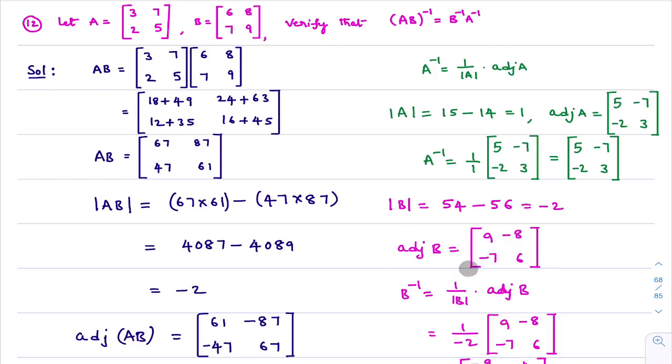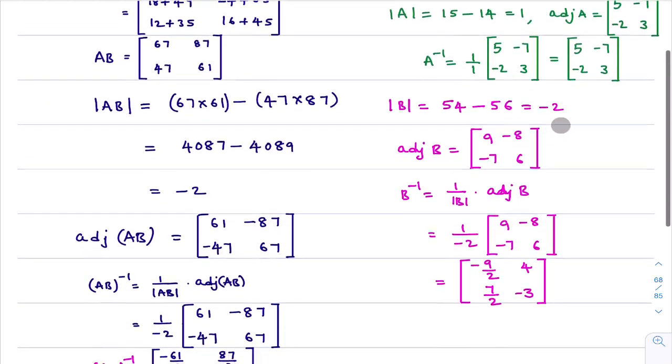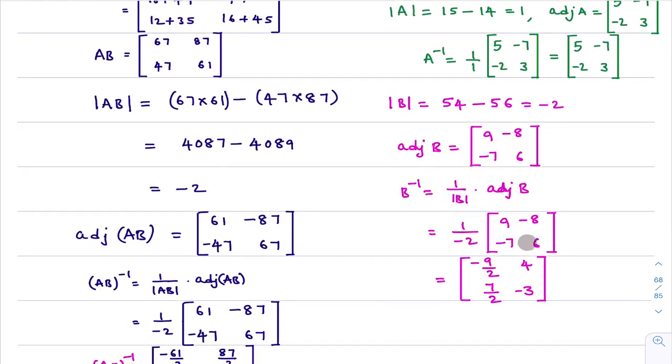Determinant of B is there. Adjoint of B is there. So you can calculate B inverse. What is the formula? 1 by det B into adjoint B. Det B is minus 2 into adjoint B. Now each element of this matrix I'll multiply with minus 1 by 2. So what you will get? Minus 9 by 2. Minus of minus plus 8 by 2, 8 by 2 is 4. Minus of minus plus 7 by 2. Minus 6 by 2, that is nothing but minus 3.